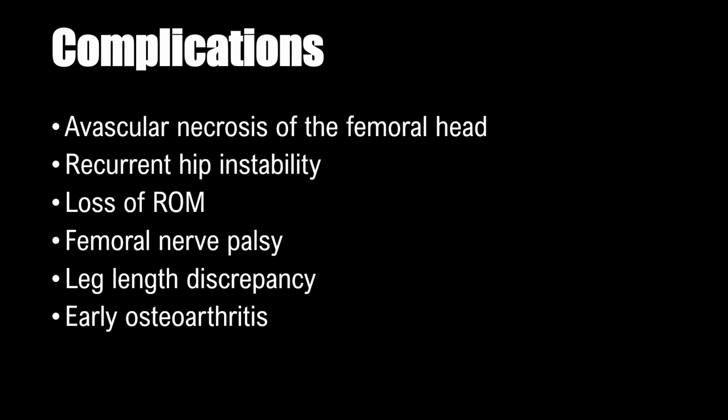Complications of hip dysplasia. So we talked about avascular necrosis before, and this can happen in the femoral head. Recurrent hip instability, especially if this is not fixed. Loss of range of motion, femoral nerve palsy, leg length discrepancy, and early osteoarthritis.